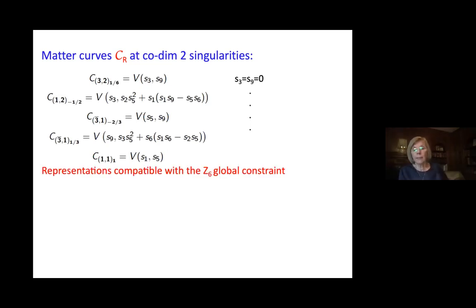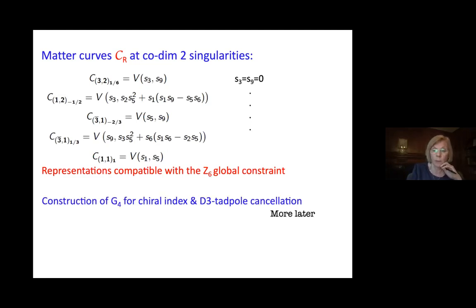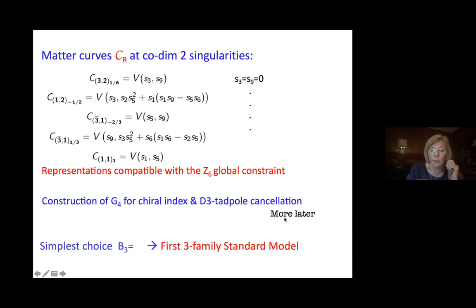So these representations that were calculated turn out to have U1 charges that are compatible with the Z6 global constraint. We now have to do the hard work of constructing G4 vertical flux to get the correct chiral index for the 3 families, and of course satisfy the D3 tadpole cancellations, and I will say a few more things later.